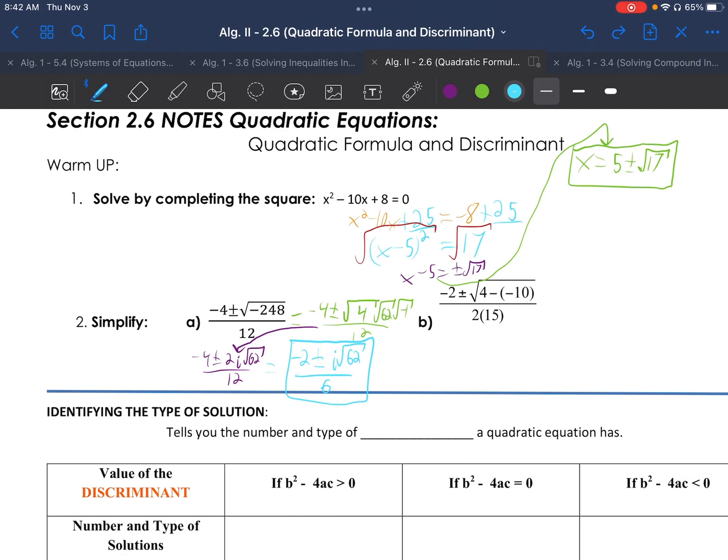Continuing on, letter B: negative 2 plus or minus the square root of 4 minus negative 10, over 2 times 15. Well, we have to complete some operations in here and down here first before we go any farther. Two negatives is like adding. So you have 2 plus or minus the square root of 14 over 30. Well, the square root of 14 can't simplify at all. We're actually done there.